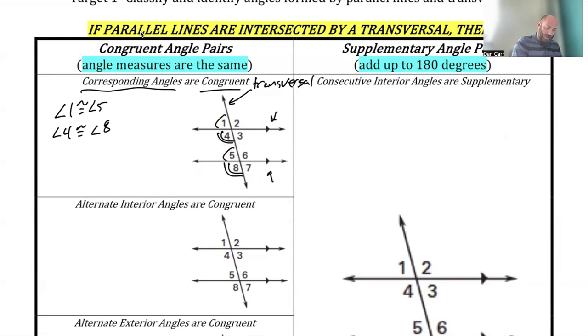Additionally, we have angle 2 and angle 6 are corresponding, and then angle 3 and angle 7. Those are all the ones that are congruent.